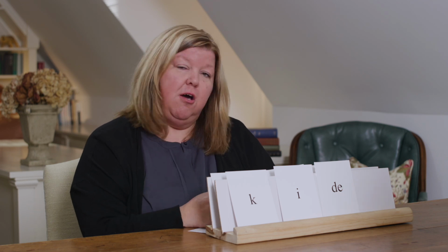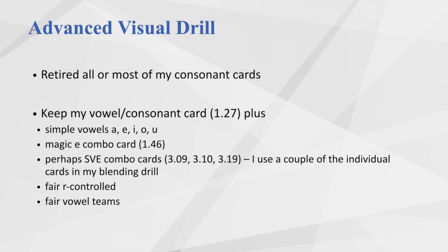You can build that automaticity in with your students. Back to my advanced visual drill. By this time, I've retired all or most of my consonant cards. Perhaps if they're having an issue with one or two consonants, I might leave them in. I keep my vowel consonant card 1.27 plus the simple vowels A, E, I, O, U, magic E combo card, perhaps the short vowel exception combo cards. I use a couple of the individual cards in my blending drill. Fair R controlled and fair vowel teams. Let's see what that might look like.